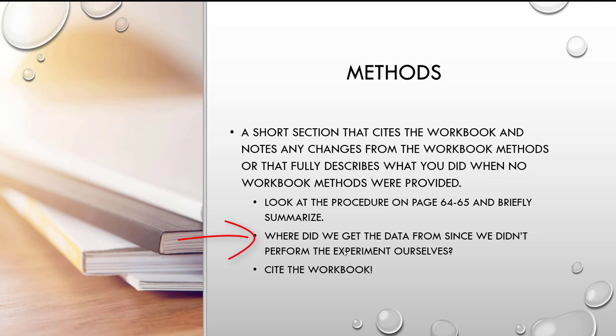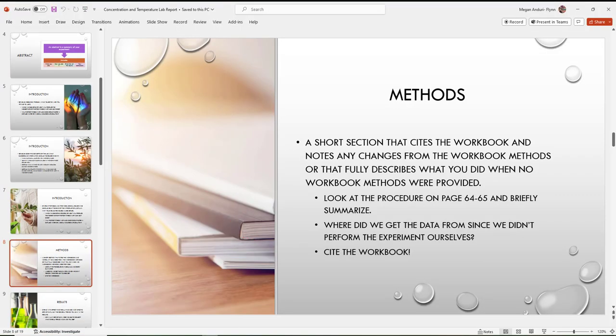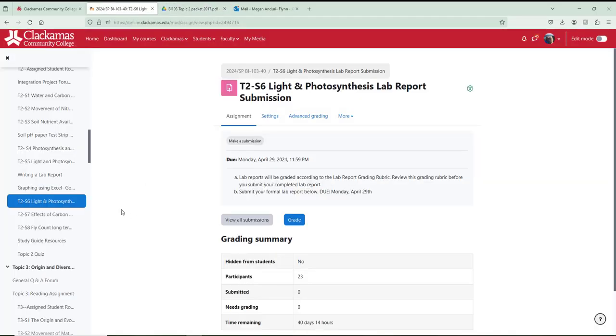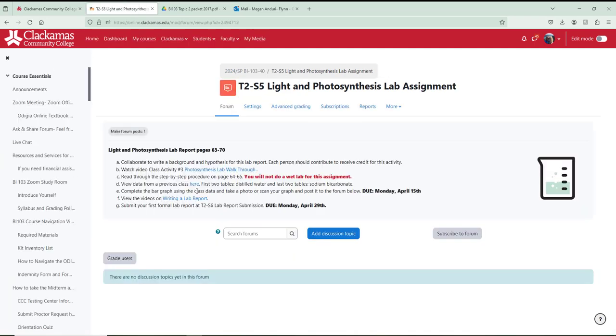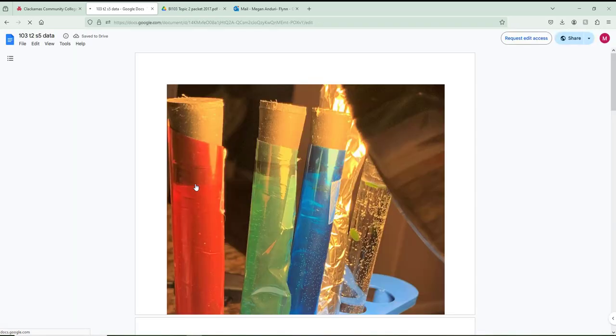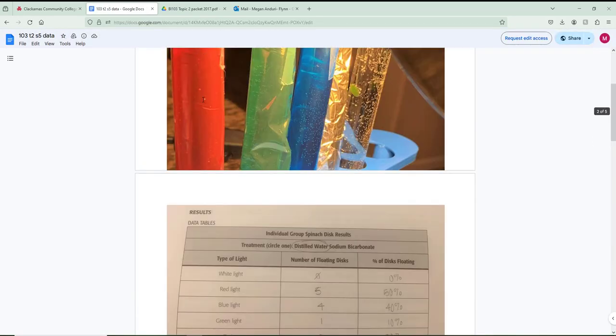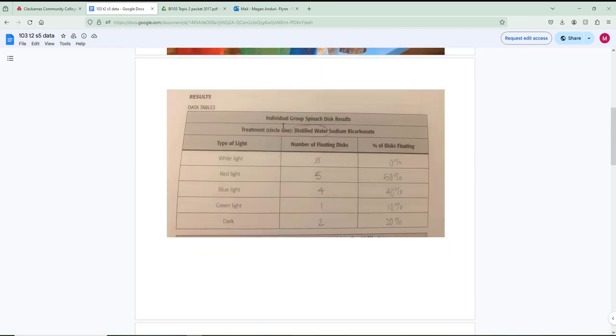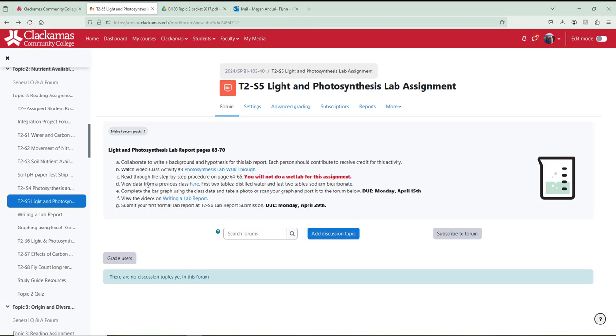Okay, so where did we get the data from? Well, let's go back into our Moodle page. Where did we get it from? We got it from here. We got it from our Moodle page. It just says class data. Oh, that's what it looks like, by the way, to give you a view. So we got it from a previous student. It just says a previous class. Okay, so we got it from a previous class.